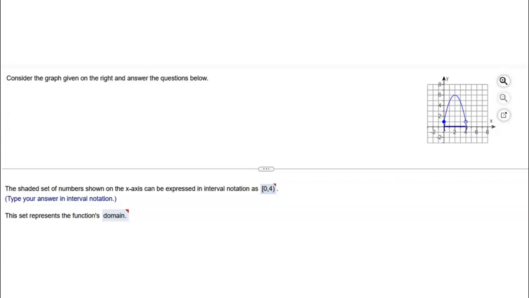You'll notice that some of them have the answers down here at the bottom if you want to go ahead and look at the correct answer, but I'm going to show you how to get the correct answer on these problems. So we're supposed to consider the graph to the right over here and answer the following questions.